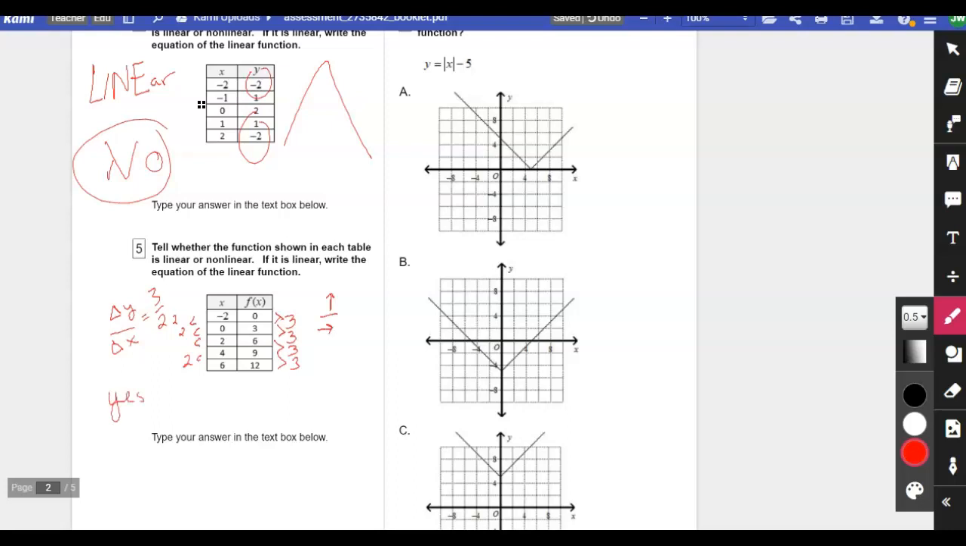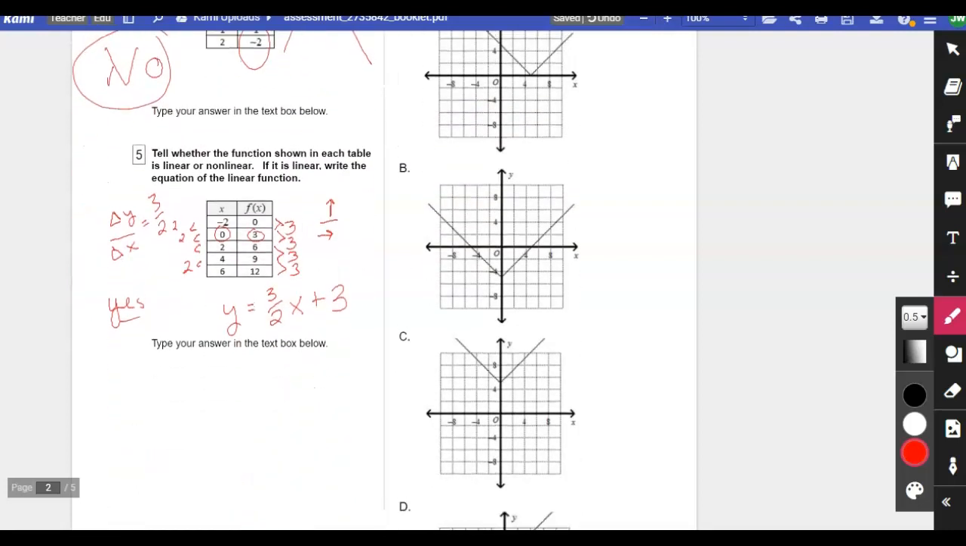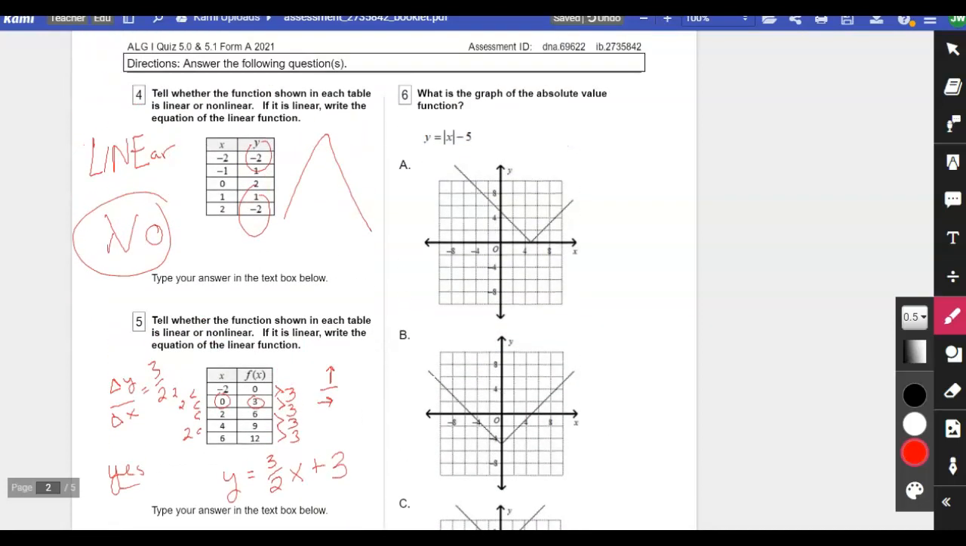So some of you guys didn't answer the whole question. Tell whether the function is linear or not. So yes, it's linear, but some of you didn't say that. And also, some of you did not write the equation. 3/2 x, and then there's my y-intercept, plus 3. What's the graph of this one here? Put it into Desmos. It's going to shift down 5 spots. Right there it is.